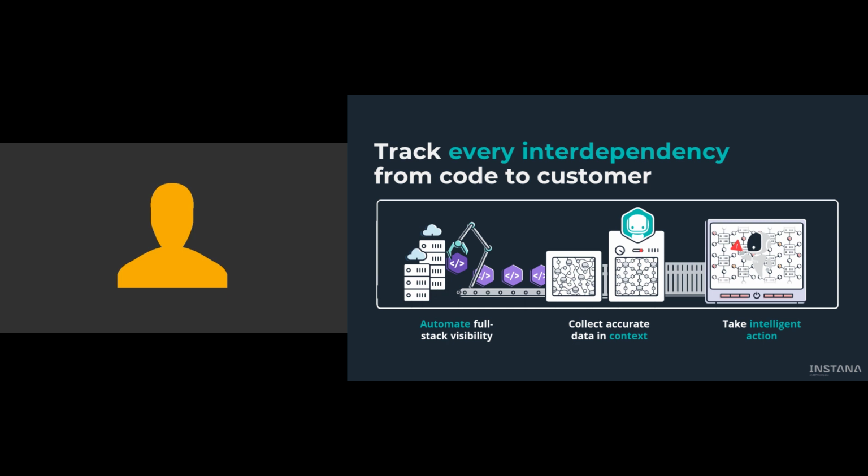The second capability, as you see here, is context. Instana provides accurate data using its high-fidelity data collection, and this data is collected into context so that you can trace from user impact down to line of code. This is really good. You'll see this shortly in the demo.